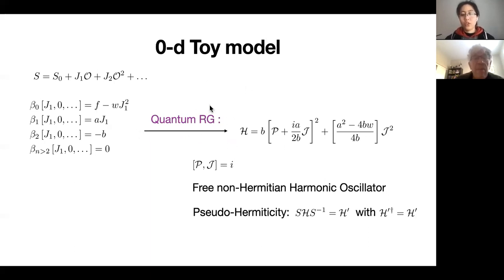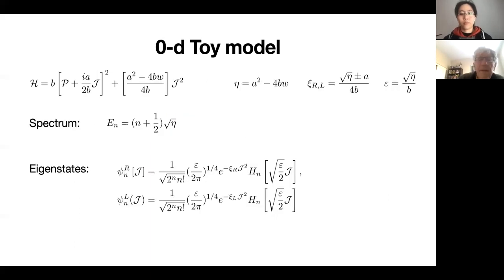So by doing the quantum RG, integrating out the high energy part of the theory, we are able to get the RG Hamiltonian as a function of two quantum operators, curly P and curly J. And we can see that the Hamiltonian is just a non-Hermitian harmonic oscillator. Since by doing the similarity transformation, we can change it to a Hermitian Hamiltonian, then we can easily solve it. So here is the spectrum and the eigenstate.